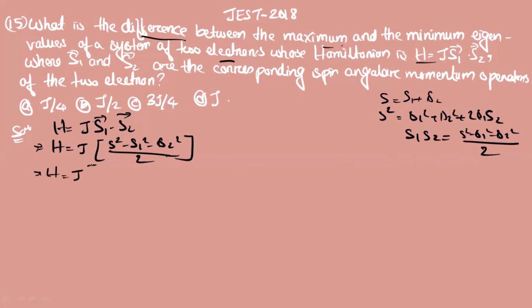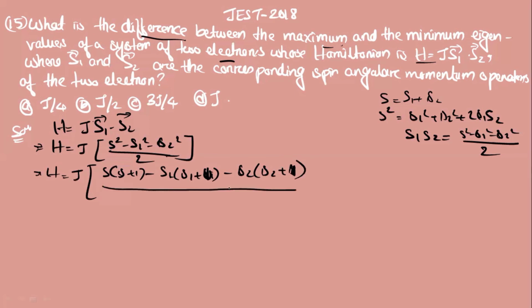H is equal to what? J. All right, this is S into (S plus 1) minus S1 into (S1 plus 1) minus S2 into (S2 plus 1). This is a 1, okay. All right, and this entire term divided by 2, ignoring the h cut because it is equal to 1.